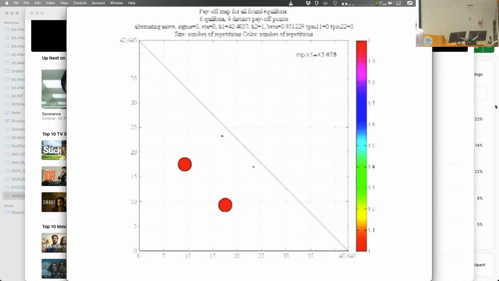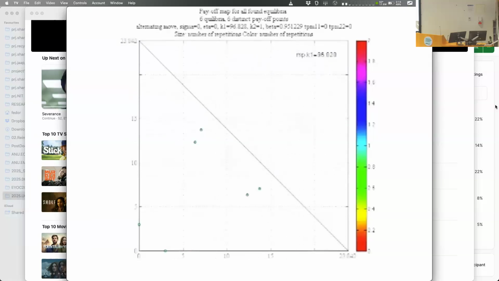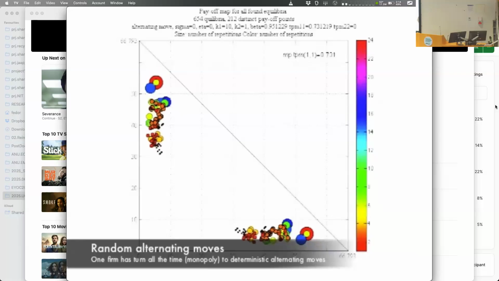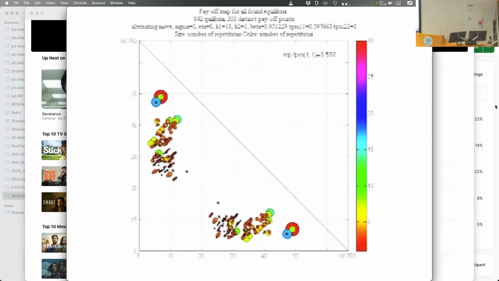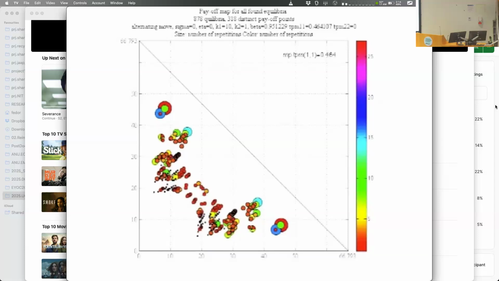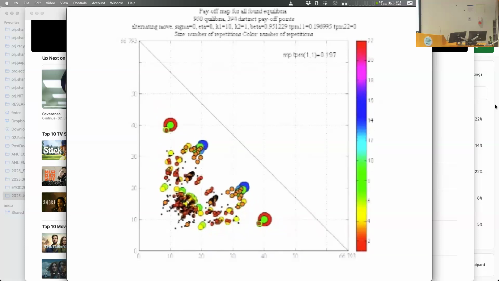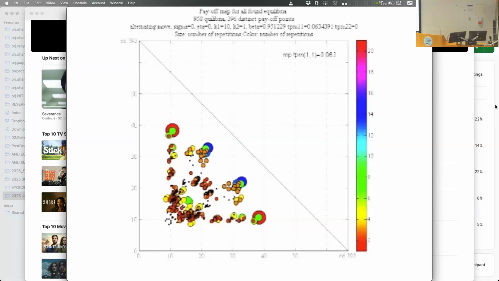So moving any parameter essentially leads to the equilibria, at least in this representation, appearing and disappearing. And yes, there is some continuity in how these dots move around. This is the transition probability for the right to move.